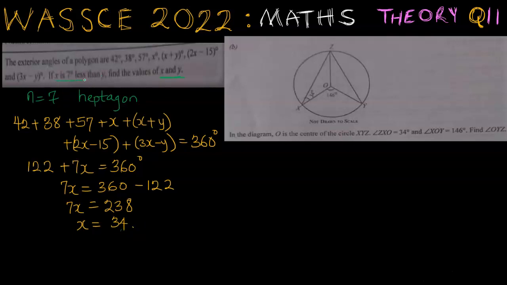And we are going to be relying on this short statement here that x is 7 less than y. The implication of that is that y is equal to x plus 7. So this is what it means for x to be 7 less than y. Having obtained the value of x, that's 34 degrees, y is just going to be 34 plus 7, and this is equal to 41. These are the values of x and y.